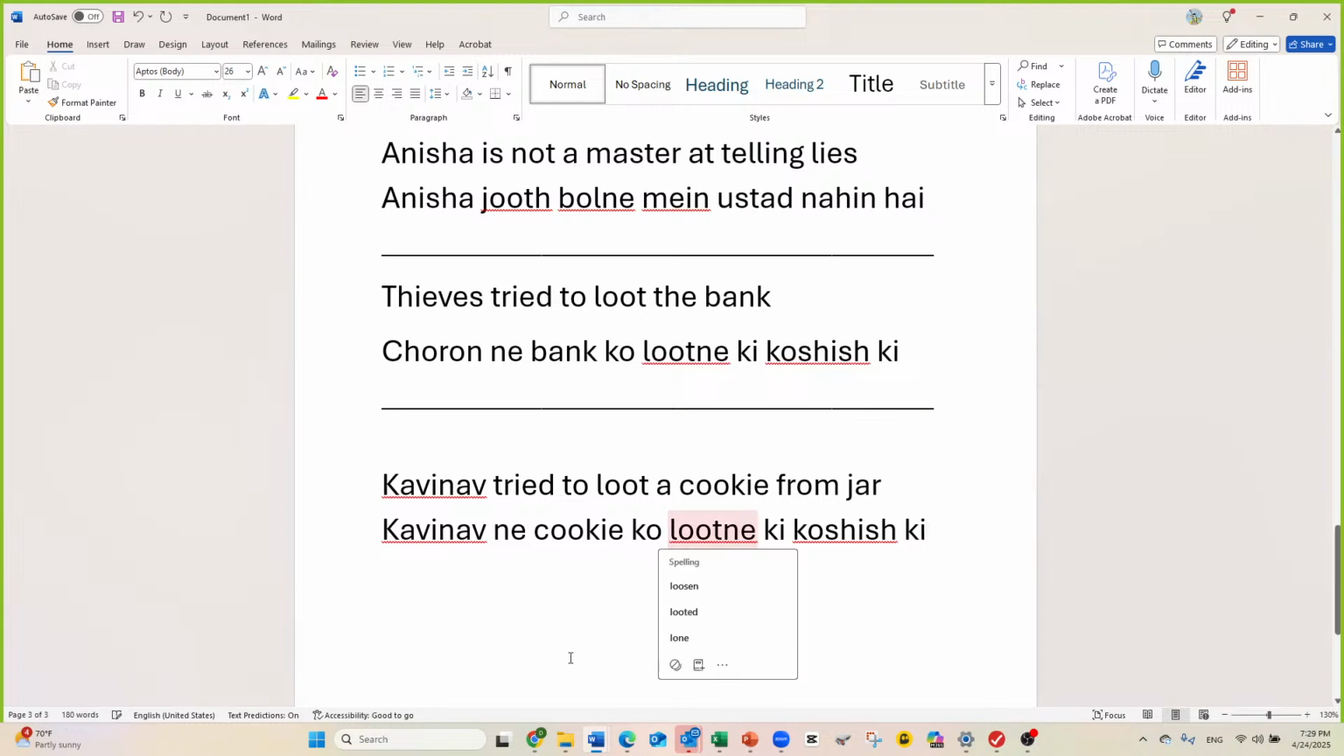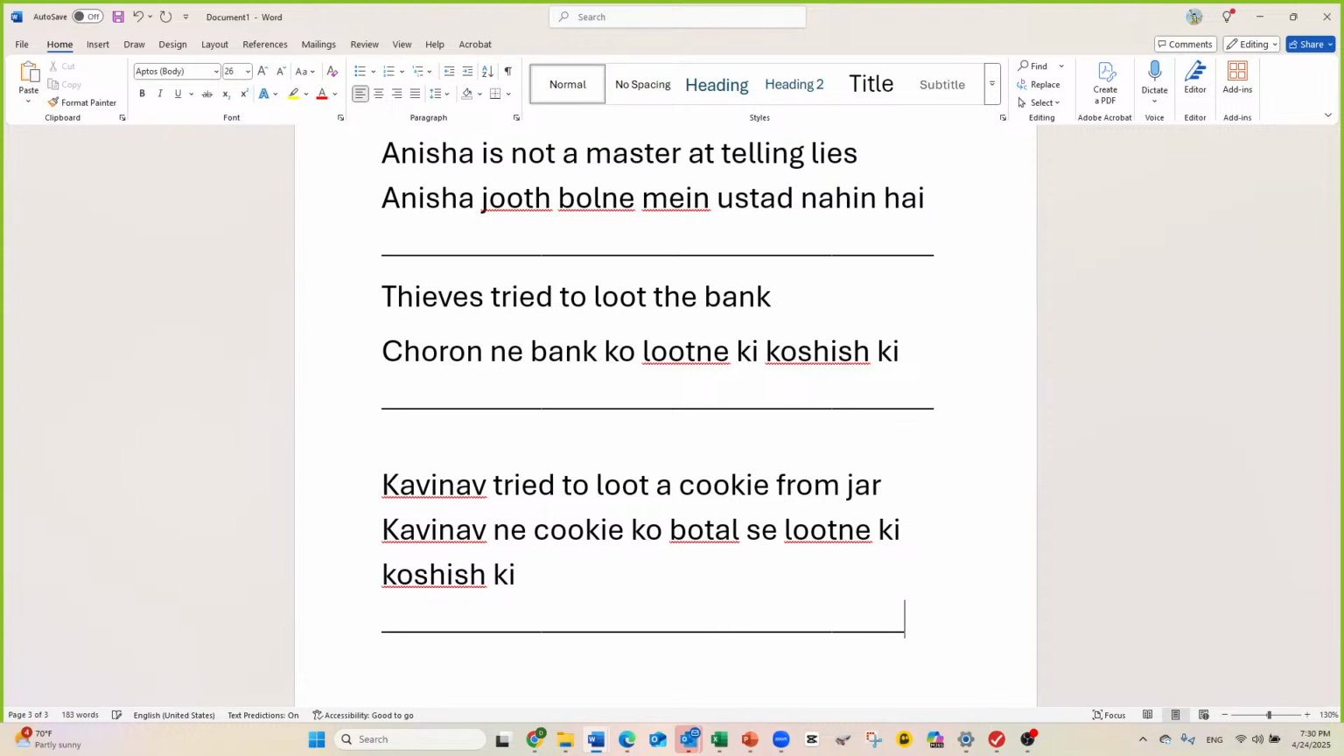So you can put after cookie. So jar. There is no Hindi word for jar, so we will actually use the word bottle, which in Hindi is called botal. And we'll say from the botal, botal se. So read with me. कविनो ने cookie को बोतल से लूटने की कोशिश की.